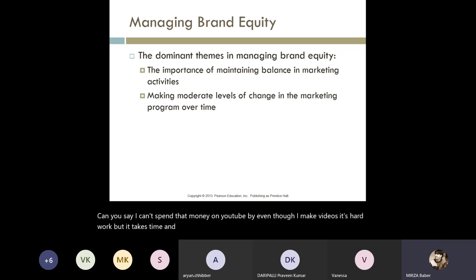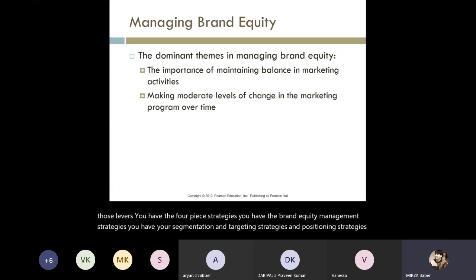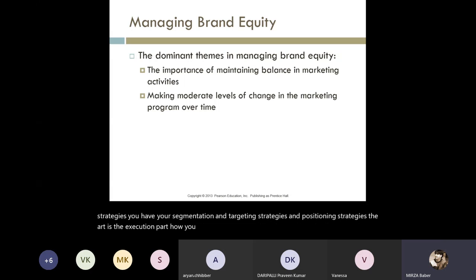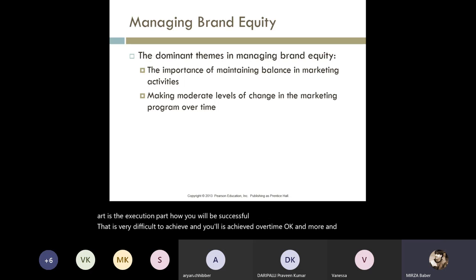And strategy means it's both the science and art of execution. The science part is you understand the elements that go into it and how to tweak those levers. You have the 4P strategies. You have the brand equity management strategies. You have your segmentation and targeting strategies and positioning strategies. The art is the execution part, how you will be successful. That is very difficult to achieve, and usually is achieved over time. And with more experience you gain, the better you get.